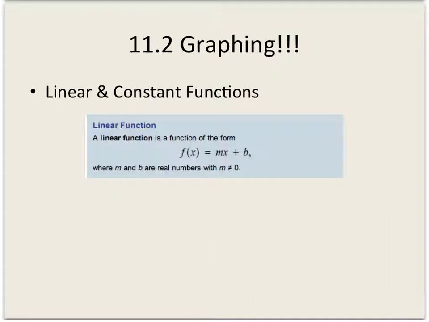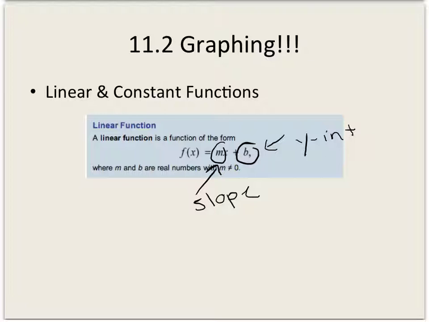Now we're going to talk about graphing. I'd encourage you to go into this section in your text. I'm going to do a few examples, but there's a lot more in there for you to look at. The first type of function you can deal with is a linear or a constant function. A linear function is in the form f of x equals mx plus b. These always look like lines. You have a y-intercept, b, and you have a slope, m, and that gives you how much you're increasing or decreasing, and so you get a line.